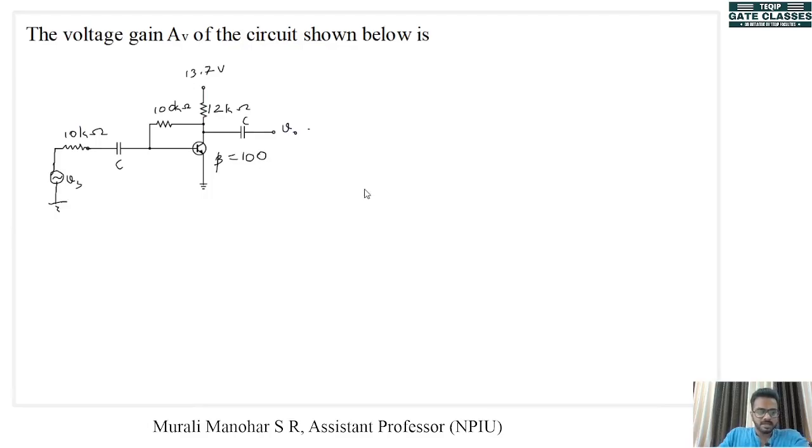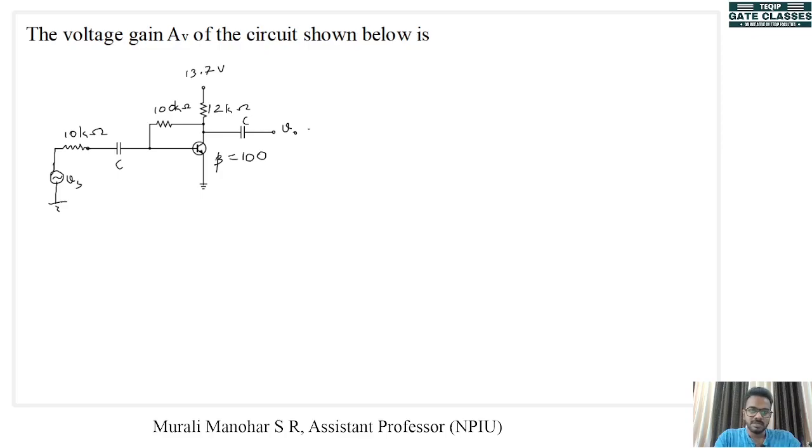Here you have a circuit. We haven't analyzed the circuit. We haven't derived the equations for the parameters of this circuit. So this is something new, and we have to do all the work. We don't have any equations with us. In this question, the voltage gain AV of the circuit shown below is what?